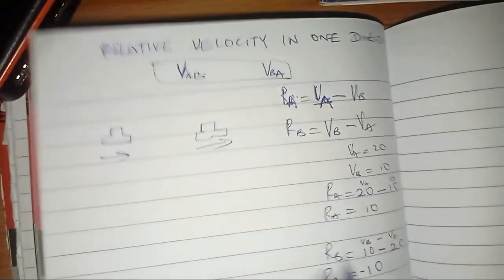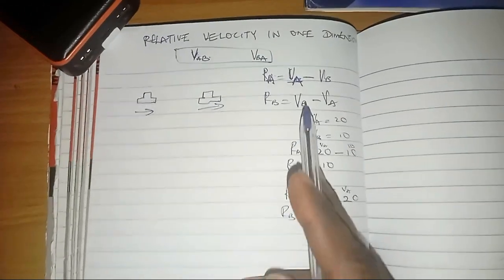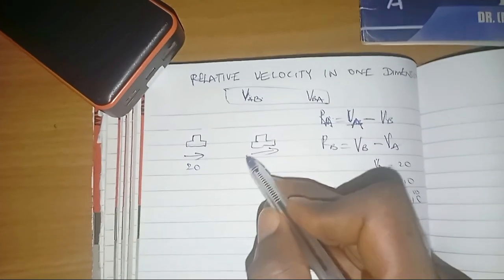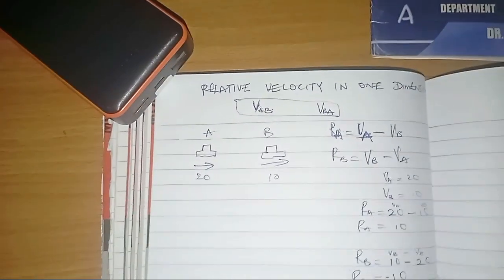And notice that the reason it is this way is because they are in the same direction. I'm taking it that they are in the same direction. Let's say this is 20 and this is 10. This is A and B. They are in the same direction.